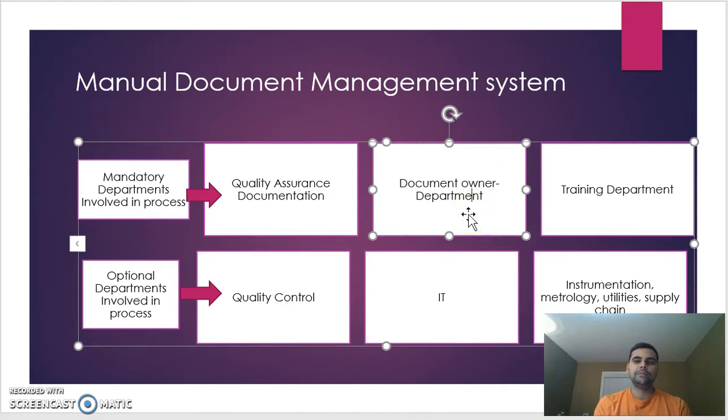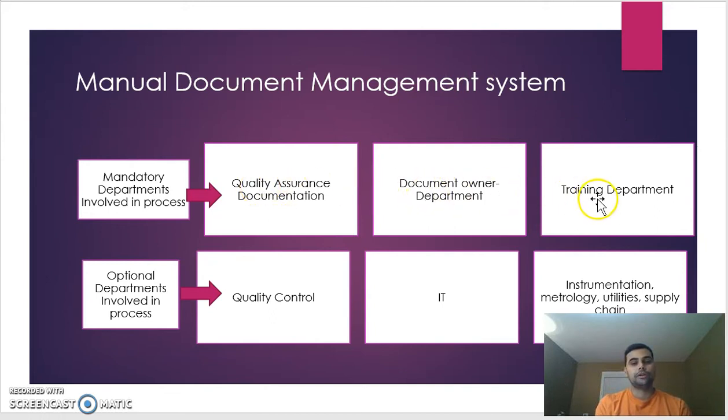In whichever department you are working, you are the owner of that document, and the department in which you are working is the owner department. Third is the training department. These three departments always come into the picture in case of revision of a document: quality assurance documentation, the document owner department, and the training department. Now the rest are optional. For example, quality control, IT department, instrumentation, metrology, utility, supply chain, warehouse, raw material, CMO oversight, and external all come into this other category, and how they are applied I'll discuss later on.